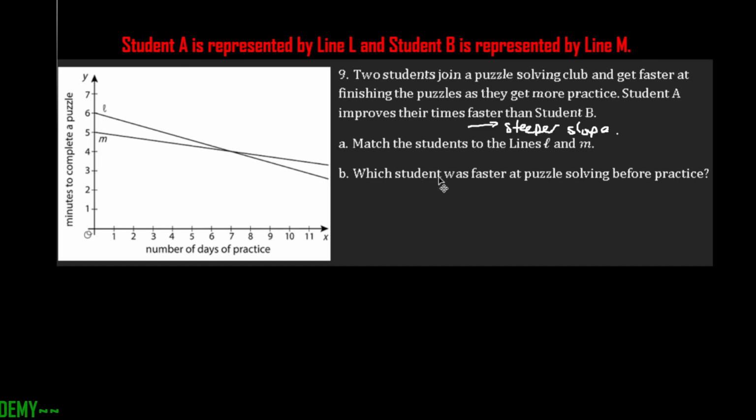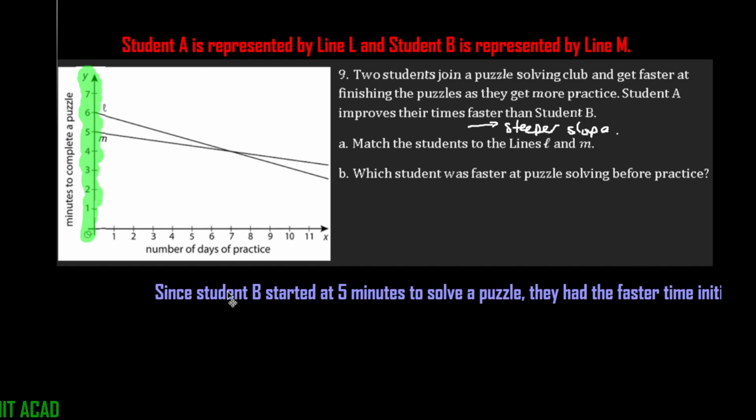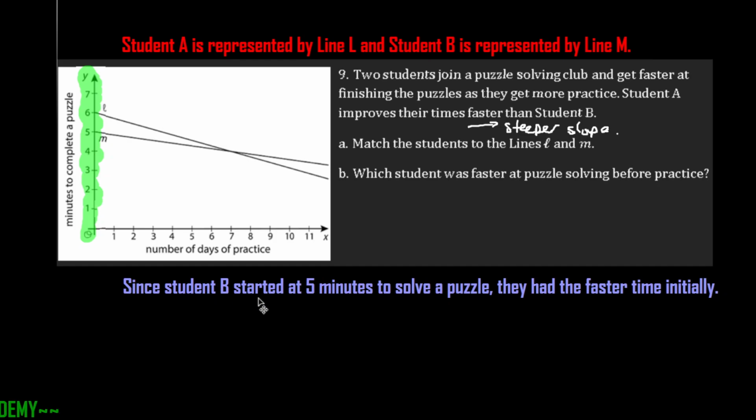The next part says which student was faster at puzzle solving before practice. So if you look at that y-intercept, always look at that y-axis first, we can say that since student B started at 5 minutes to solve a puzzle, looking at that starting point of line M, they had the faster time initially. So look for that y-intercept on that y-axis.